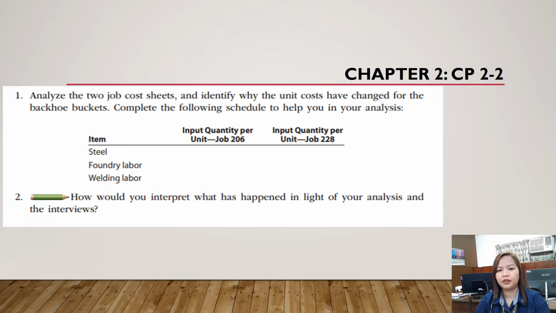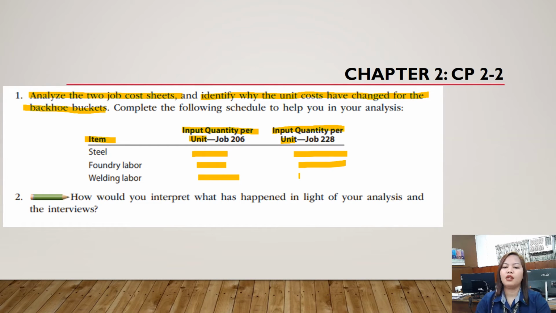Okay, let us proceed. For requirement number 1, we are asked to analyze two job cost sheets and identify why the unit costs have changed for the backhoe buckets. And we are given a guide, this schedule, to help us better analyze the problem. We are asked to input the quantity per unit of job 206 and the quantity per unit used for job 228, for steel, for foundry labor, for building labor. So both jobs.